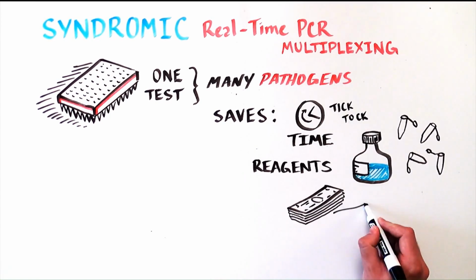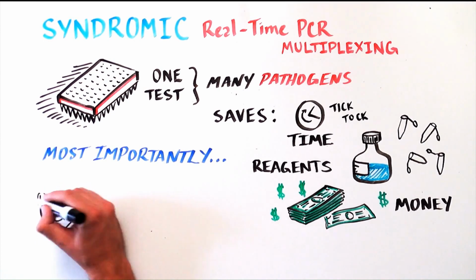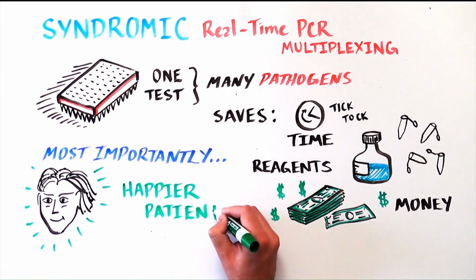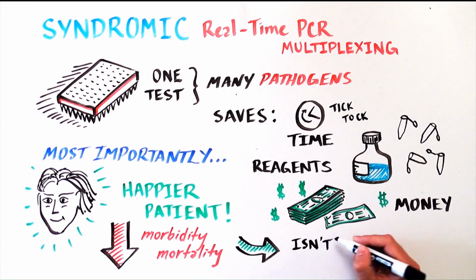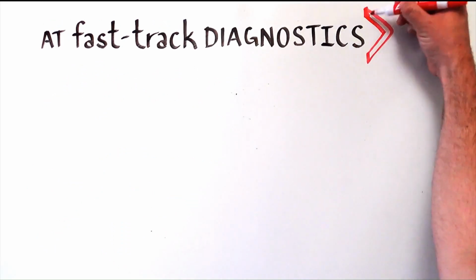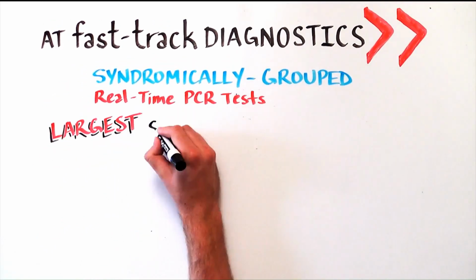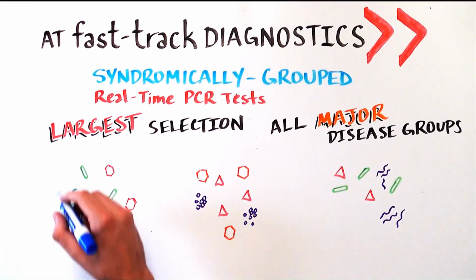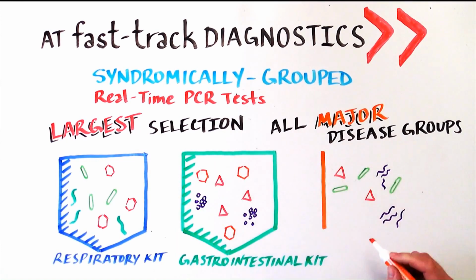But most importantly, it is better for the patient because it is an effective aid to fast clinical diagnosis, reducing morbidity and the risk of mortality, particularly in cases involving immunocompromised patients. Wouldn't that be better? At Fast Track Diagnostics, we manufacture the largest range of syndromically grouped real-time PCR tests available, covering all the major disease groups like respiratory infections, gastroenteritis, sexually transmitted infections, fever, and rash.